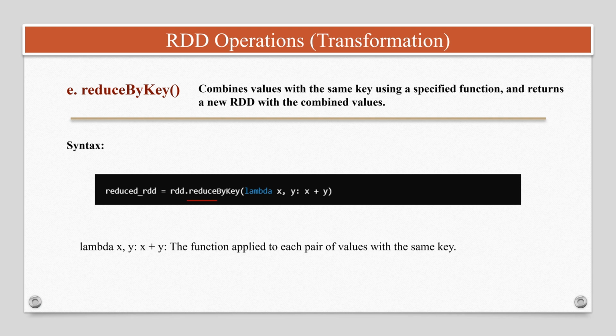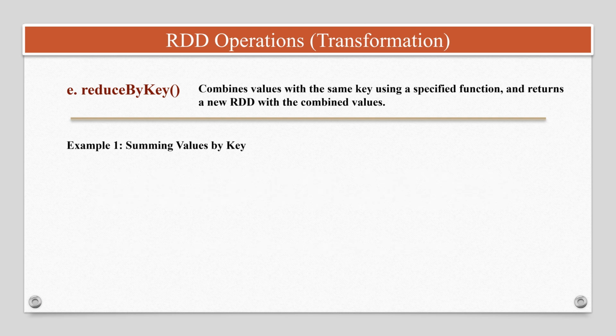Syntax of reduceByKey is rdd.reduceByKey(lambda x, y: x + y). The lambda x, y: x + y, the function is applied to each pair of values with the same key.